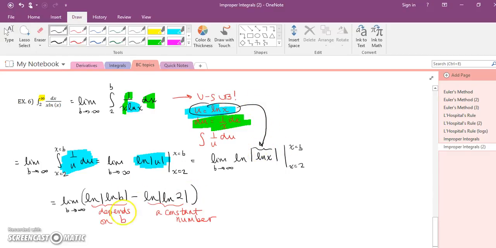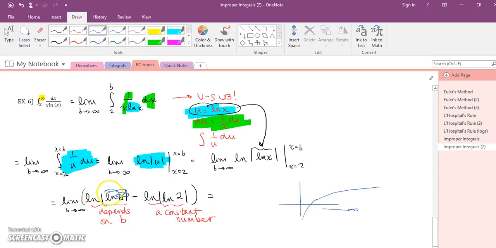Then I plug in. Now, the last step I saved just to talk about here, picture plugging infinity in at this point here. This first thing depends on b. The second thing is just a constant number. Natural log of b, again, natural log, as b goes to infinity, natural log of infinity is slowly going to a larger and larger number. So that's infinity, this whole thing is.